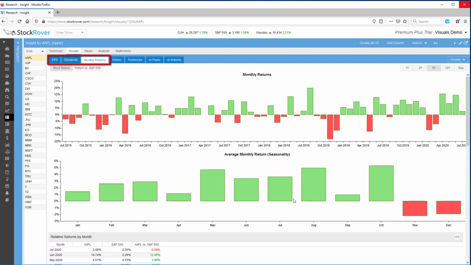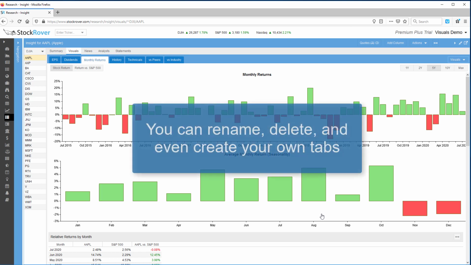The 3 tabs I've shown are fixed in their format. You can, however, change the order and even hide them. The remaining tabs are completely user configurable. For today's purposes, we'll stick to the default configuration. Just keep in mind, you can alter the content and format. You can rename, delete, and even create your own tabs.